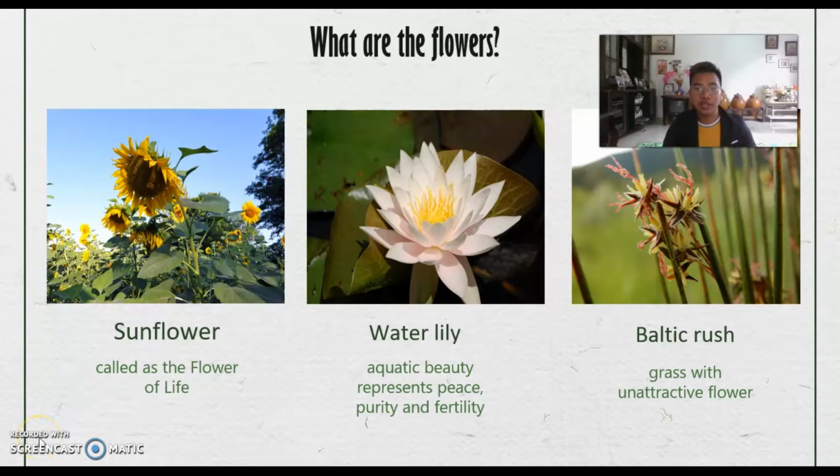So basically, today I'm going to discuss three types of flowers. The sunflower, which we know as the flower of life, for it resembles the sun as the main source of energy for all living organisms on the earth. And here we have the water lily. It is an aquatic beauty that represents peace, purity and fertility. And lastly, we have Baltic rush. Baltic rush is a type of grass that has an attractive flower.